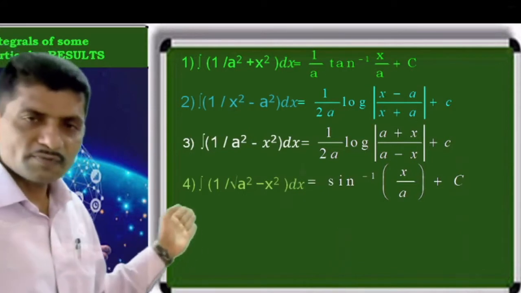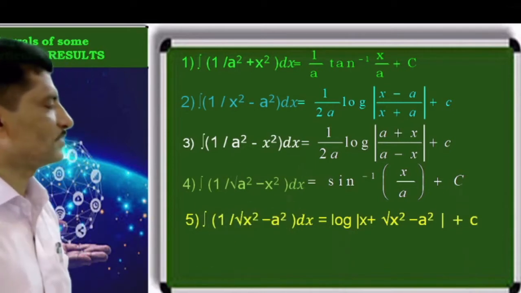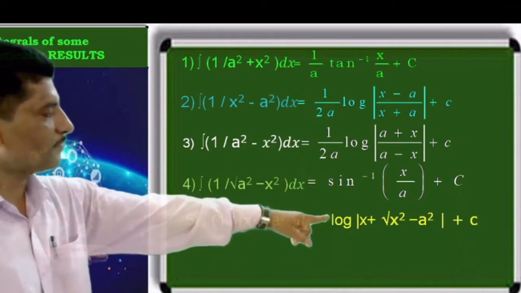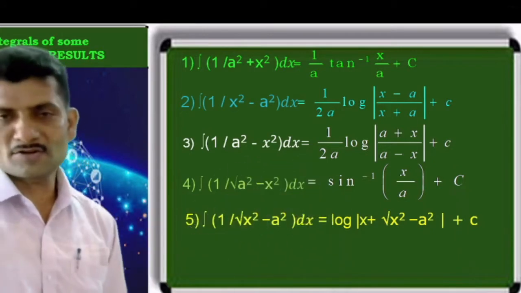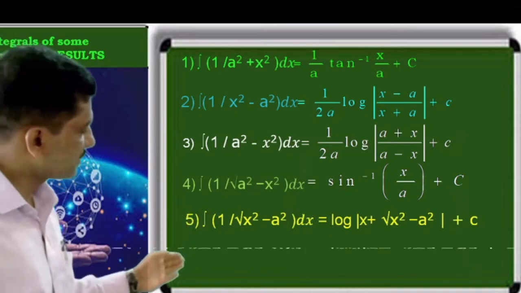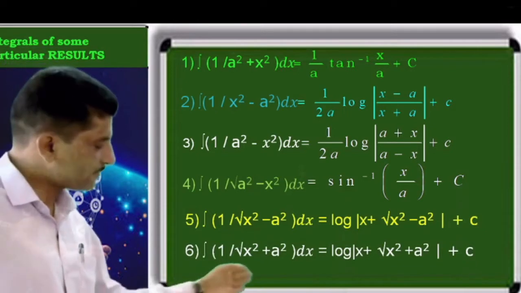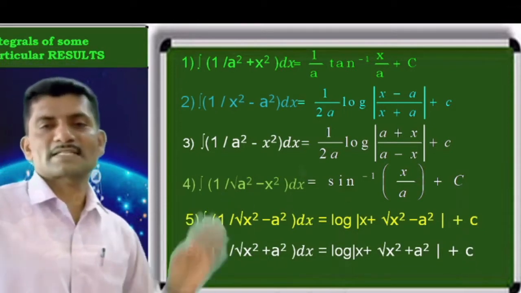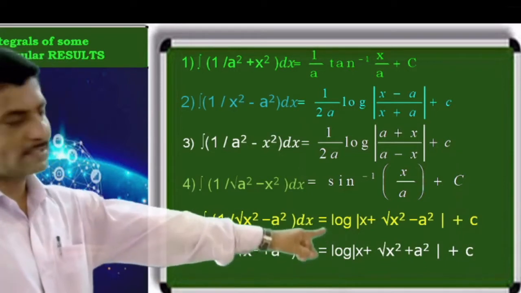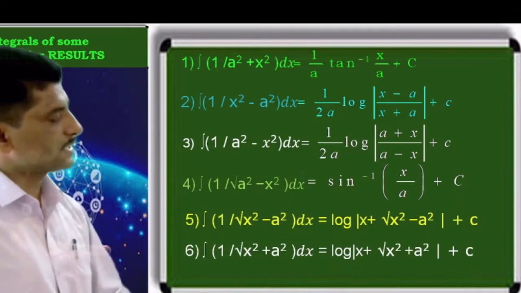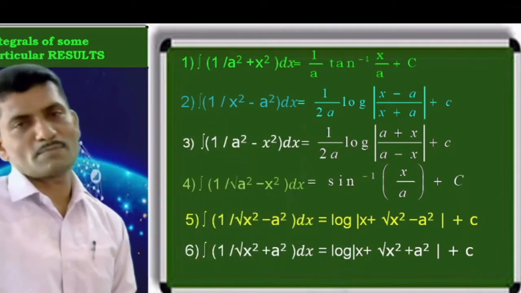Again, the fifth one is the integral of 1 divided by root of x square minus a square into dx. The result will be log of modulus of x plus root of x square minus a square plus integral constant. The sixth result is the integral of 1 divided by root of x square plus a square into dx. The result is log of modulus of x plus root of x square plus a square plus integral constant. These six results are very, very important.